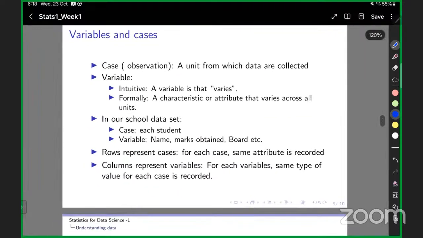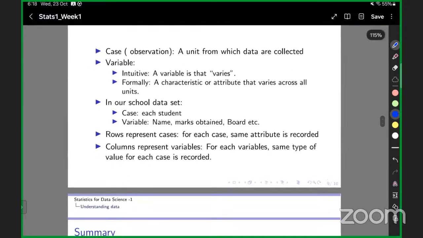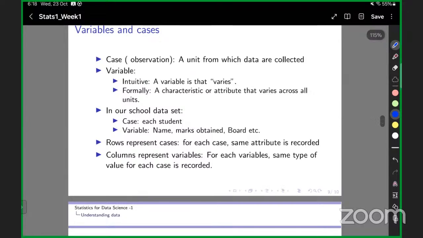Okay. Now let's see what variables and cases are in structured data.